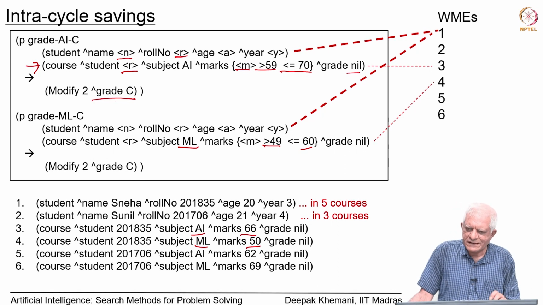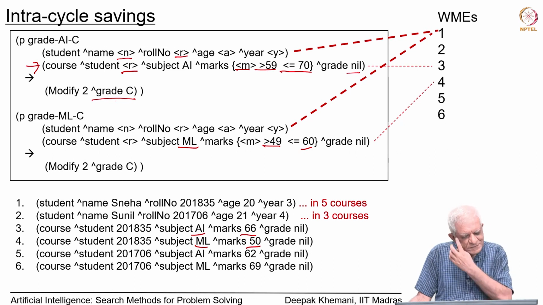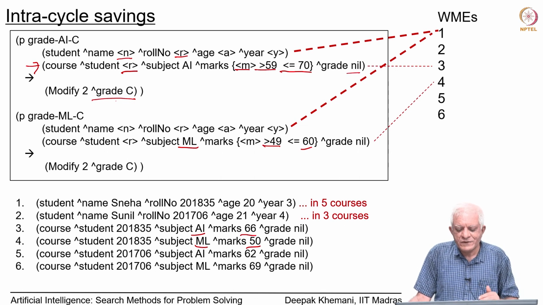Now, what we are talking about intra-cycle savings here is that the first pattern in both these rules is the same, and in fact will be the same in all the rules. So, if we match rule 1, then we match rule 2, then we match rule 3, and so on and so forth, we do not want to match the first pattern again and again and again. Having matched it once, we know that there is a student called Sneha we are talking about. We should be able to cut down on the matches for the other rules. So, the question is, can we, for all the rules in which that pattern occurs, do the match only once? That would be the ideal situation.